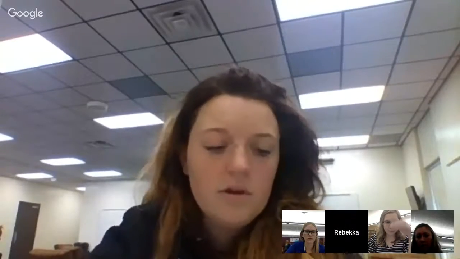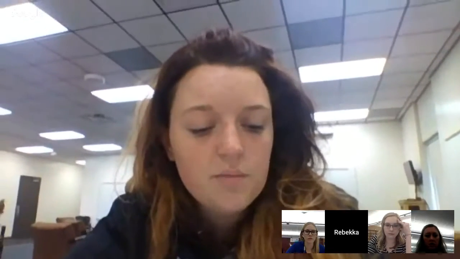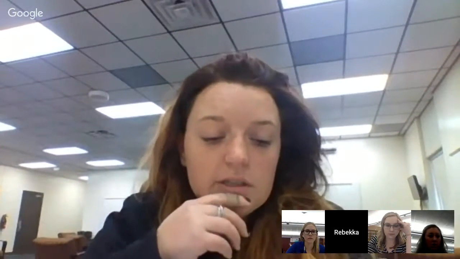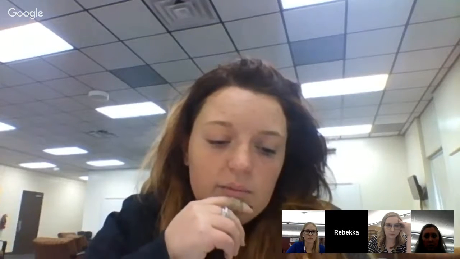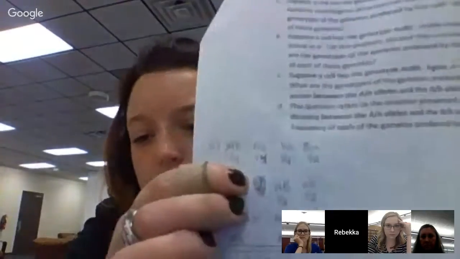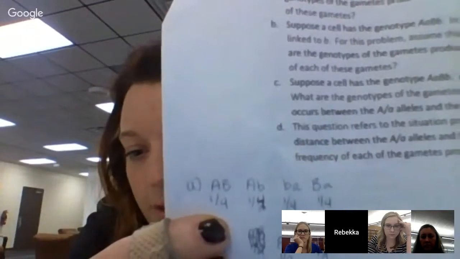Okay, so we're starting with number 5 in the group problems. It's one that compares independent assortment to linkage. A asks, suppose a cell is heterozygous for both genes, and assume that they are on separate chromosomes. Then it asks what the genotypes of the gametes produced by this cell are and the frequency of each. So since they're all on separate homologous chromosomes, it's just a fourth for each category.